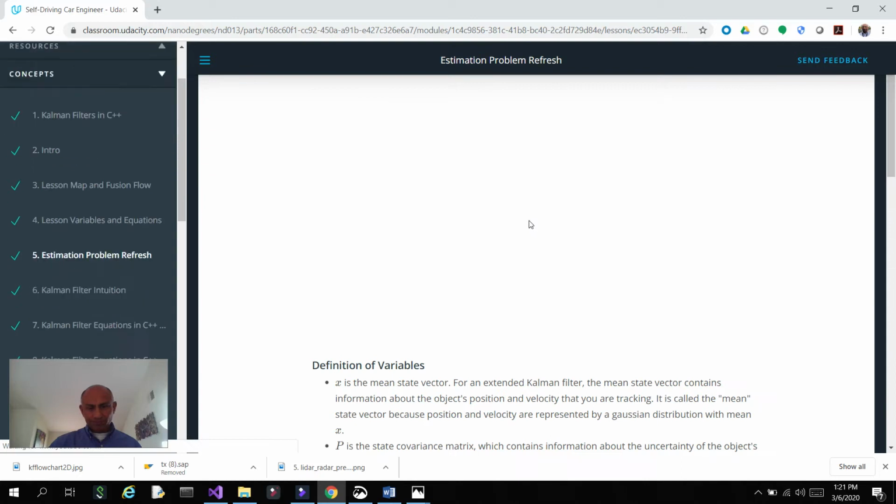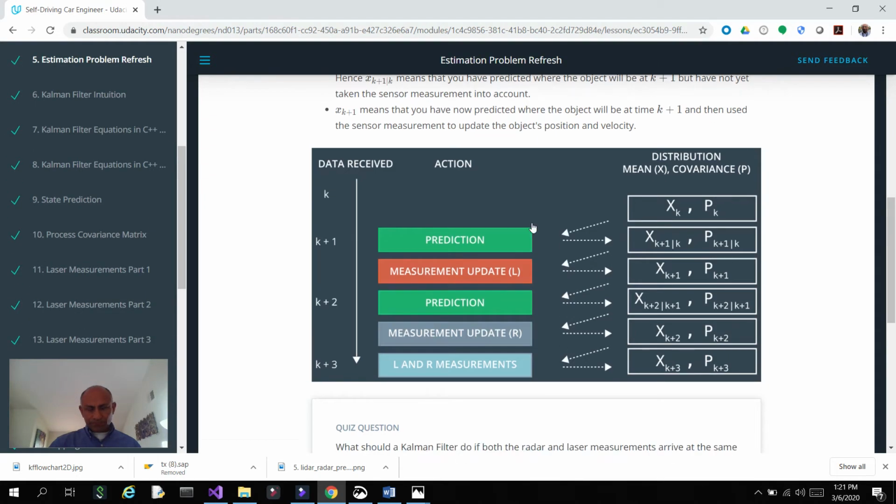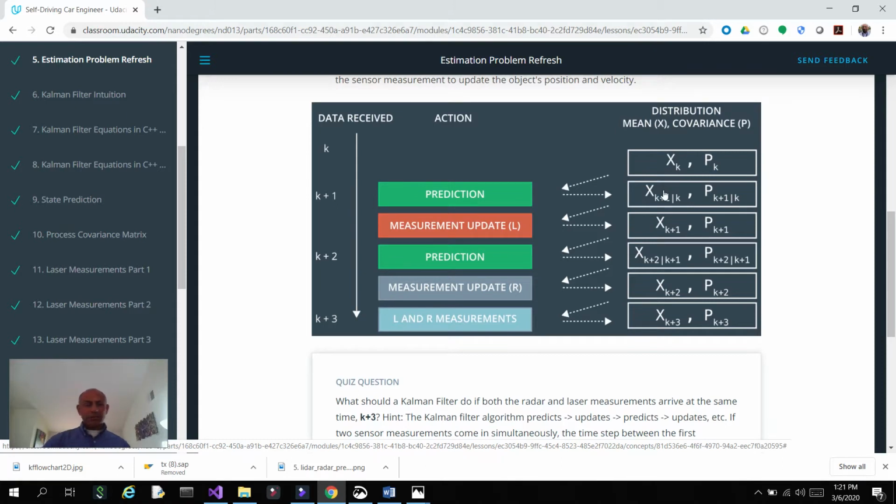So let's see here. So again, Kalman filter, the concept is predict, update. So let's say we predict at time step k plus 1. So this is your original state and original covariance. This is prediction of xk plus 1 given k and Pk plus 1 given k. Then let's say a measurement update came in from Lidar, so we update it, and then we predict again. Then a measurement update came in from radar, and then we predict again.